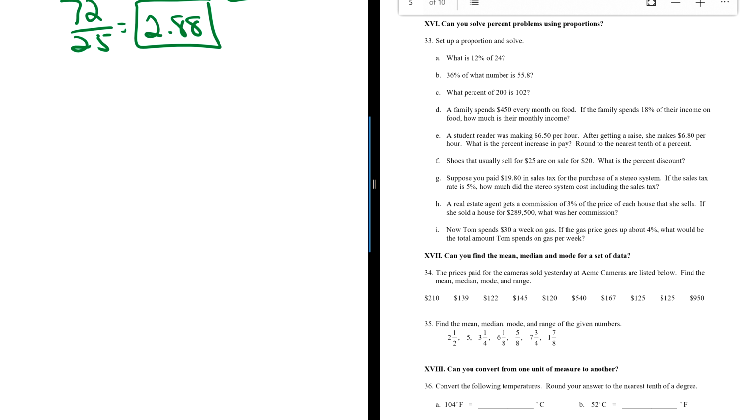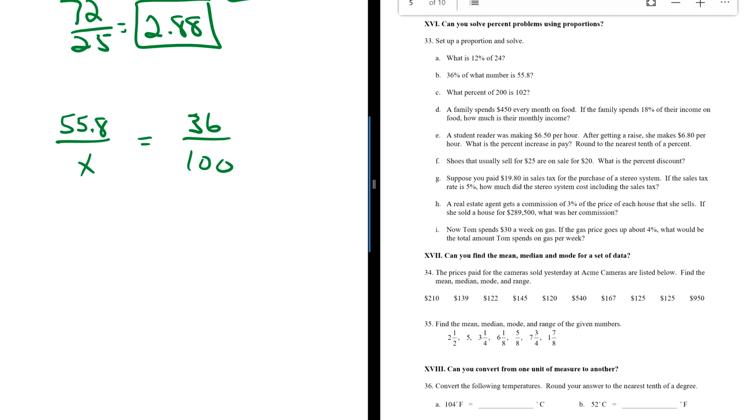B, 36% of what number is 55.8? All right, again, proportion, equal sign. 100, bottom right. And it says 36% of what number? So 36 is going above the 100. And then of what number, that means that's going to be the x in the denominator on the other side. And the 55.8 goes here.